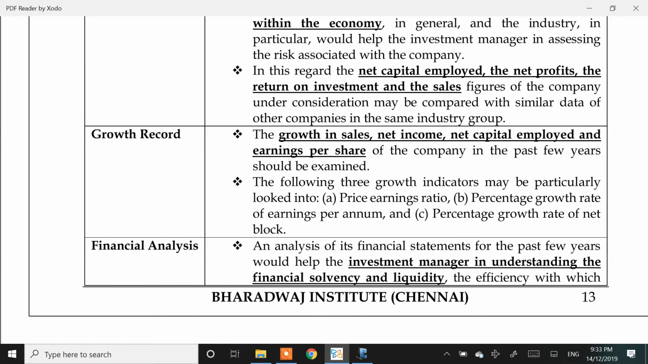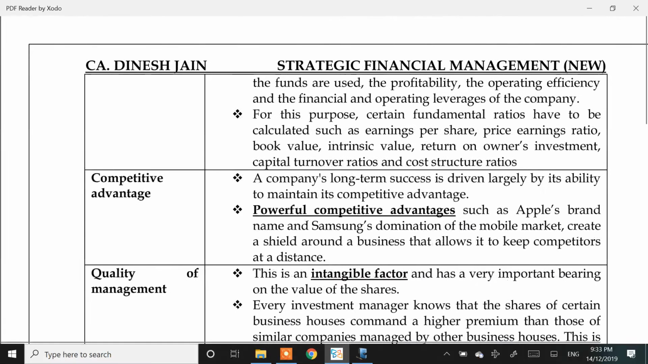Financial analysis is technically doing a ratio analysis: financial solvency, liquidity analysis, efficiency analysis. So certain ratios will be used by the company, and these ratios will help me in indicating how the company is going to perform over the medium term.